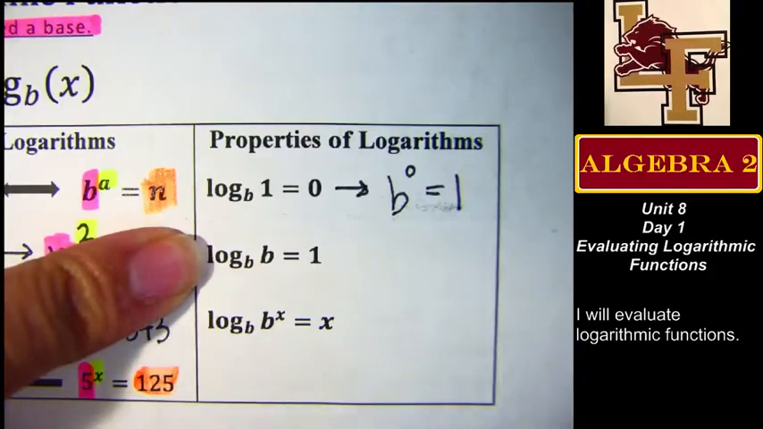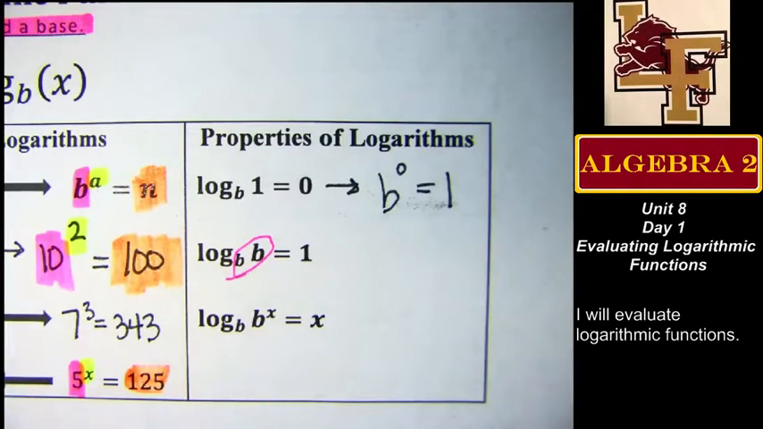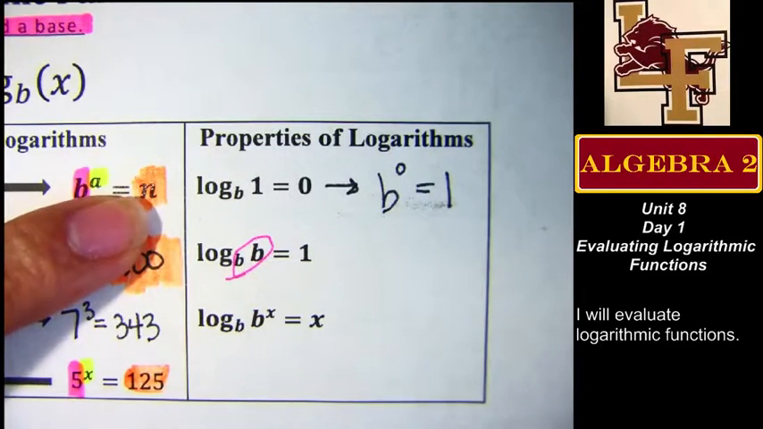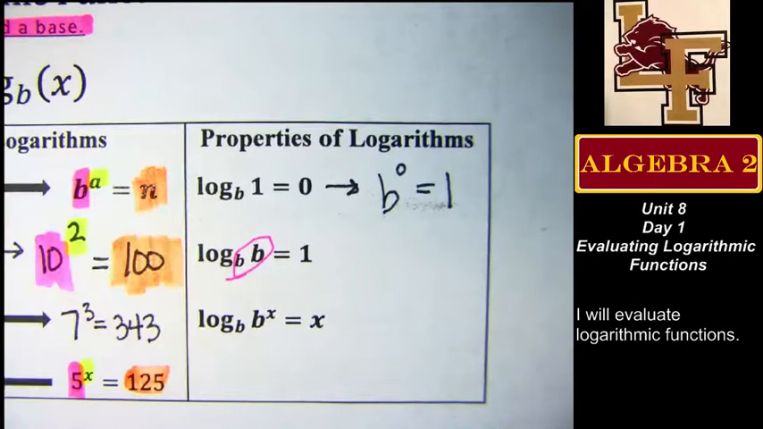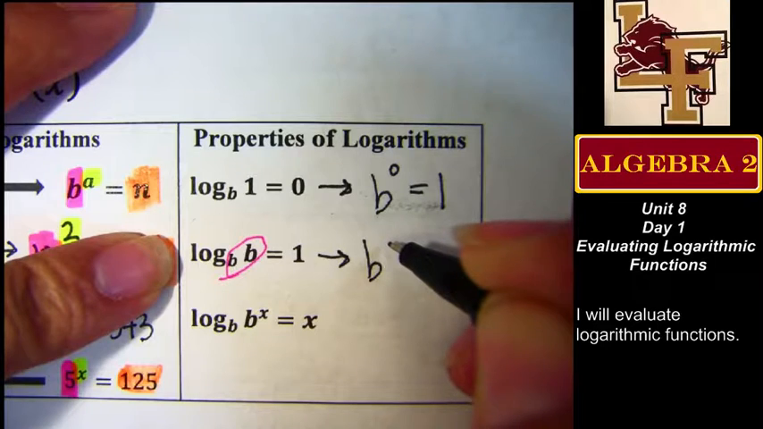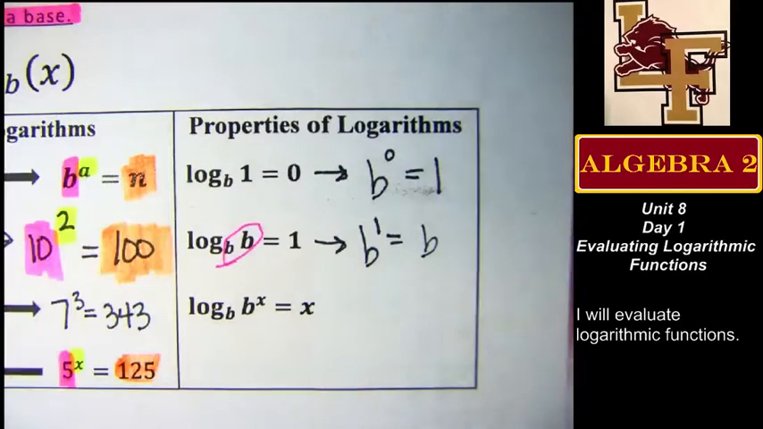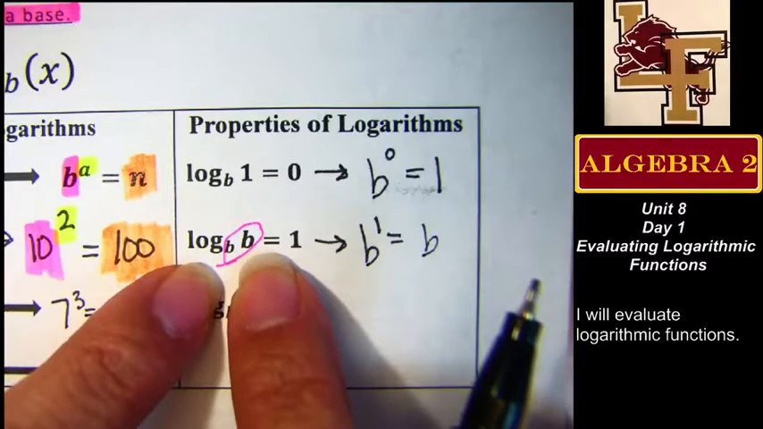Here's your next shortcut. Do you see the matchy-matchy? Log base B of B is 1, no matter what. If the base and the result match, your power is 1. Here's the reason. What's the base? B. What's the power? 1. Anything to the first power is itself.